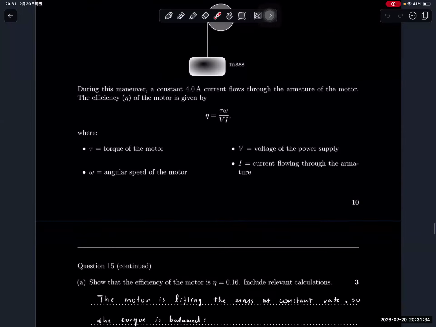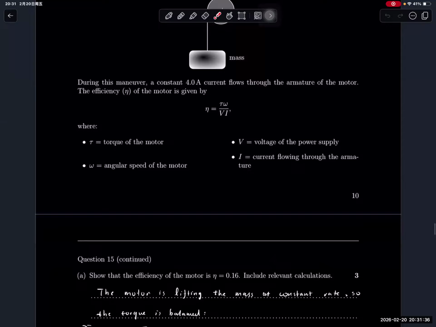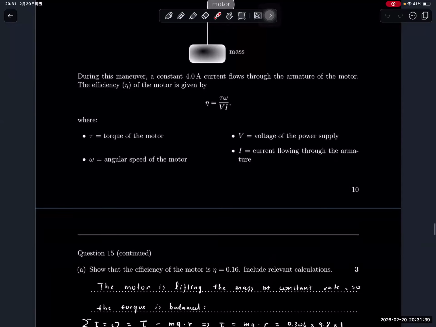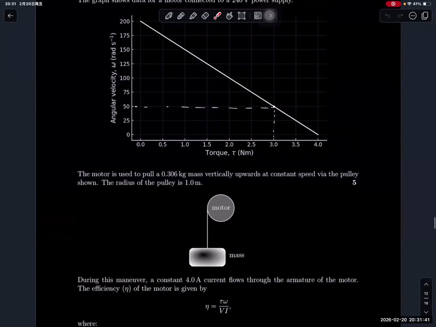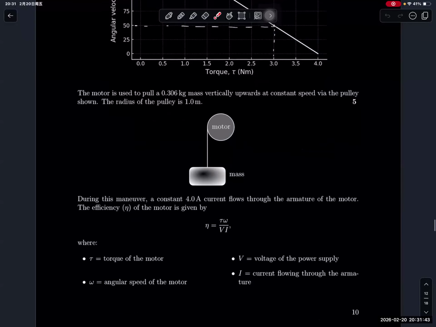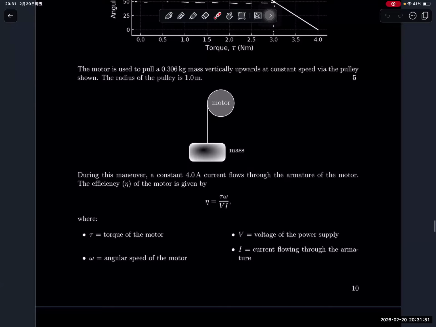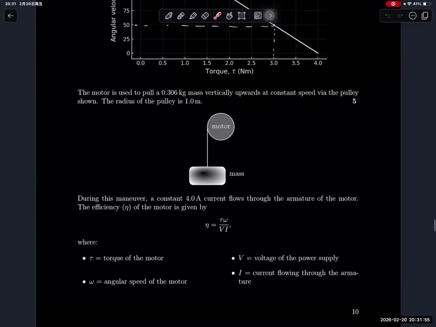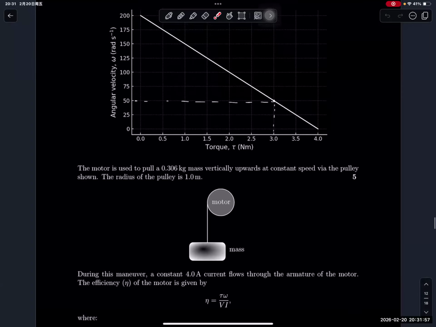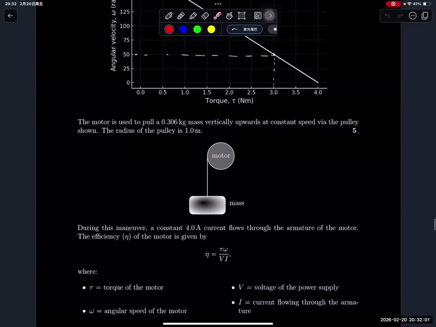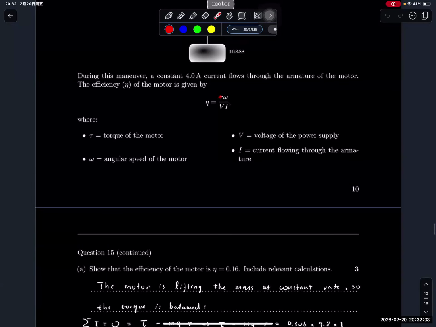Okay, and question A says to show the efficiency is 0.16. So what you need to do here is use the torque. The torque required would be 0.306 kilograms of mass times gravity multiplied by 1 meter of radius. That's the torque required to balance the mass. Then use that torque value to interpolate an angular velocity value on the graph. Once you have that, you have torque and omega.